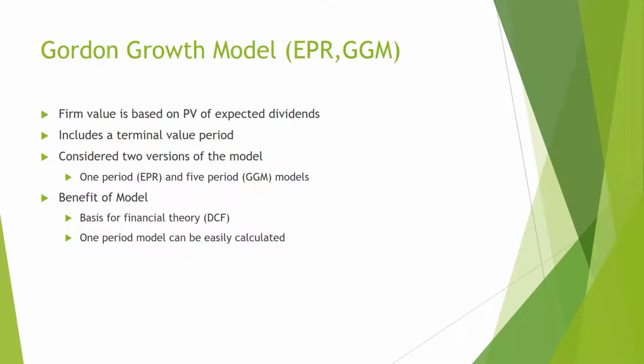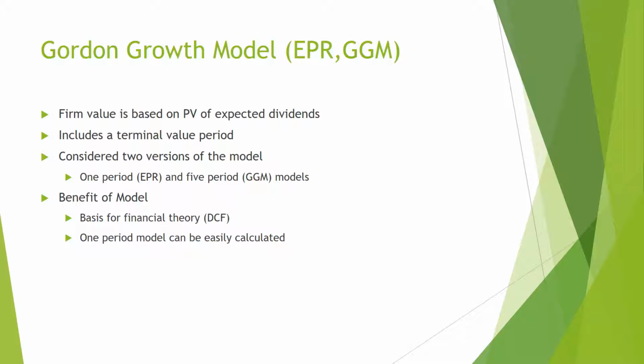The first bucket is the Gordon growth model, in which the firm value is based on the present value of expected dividends, which used to be the mantra for investing in the first place. It includes a terminal value period, which means you might forecast for a certain amount of time, a fixed period, and then, because you can't forecast 100 years into the future, you just put in a terminal value to understand what the value of the firm would be further out into the future.